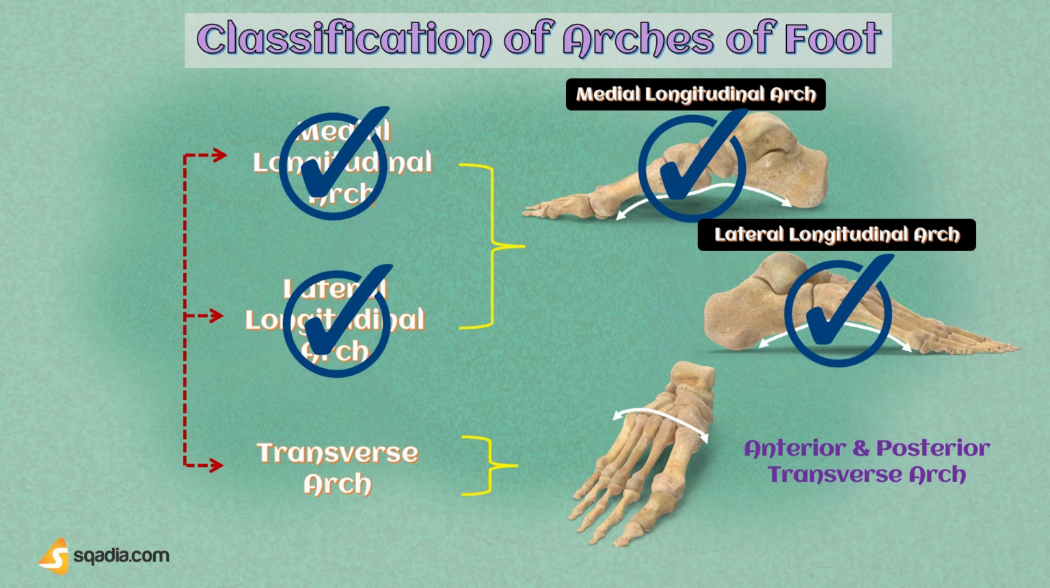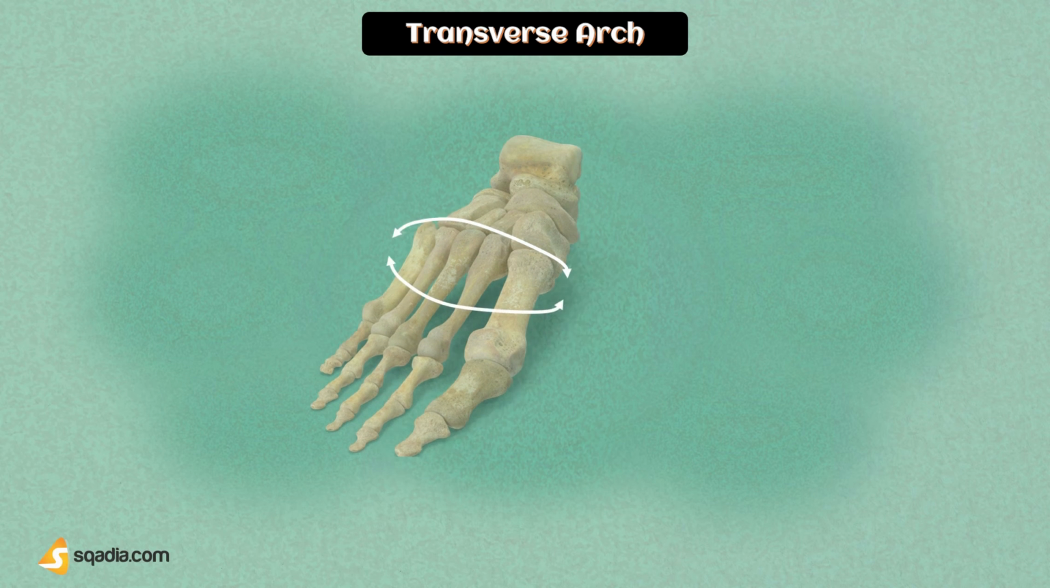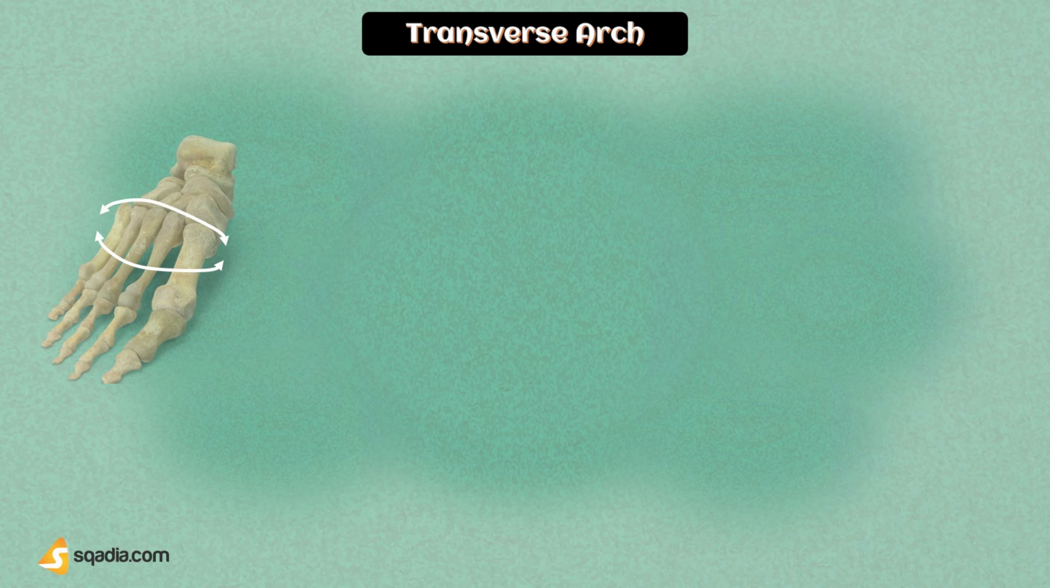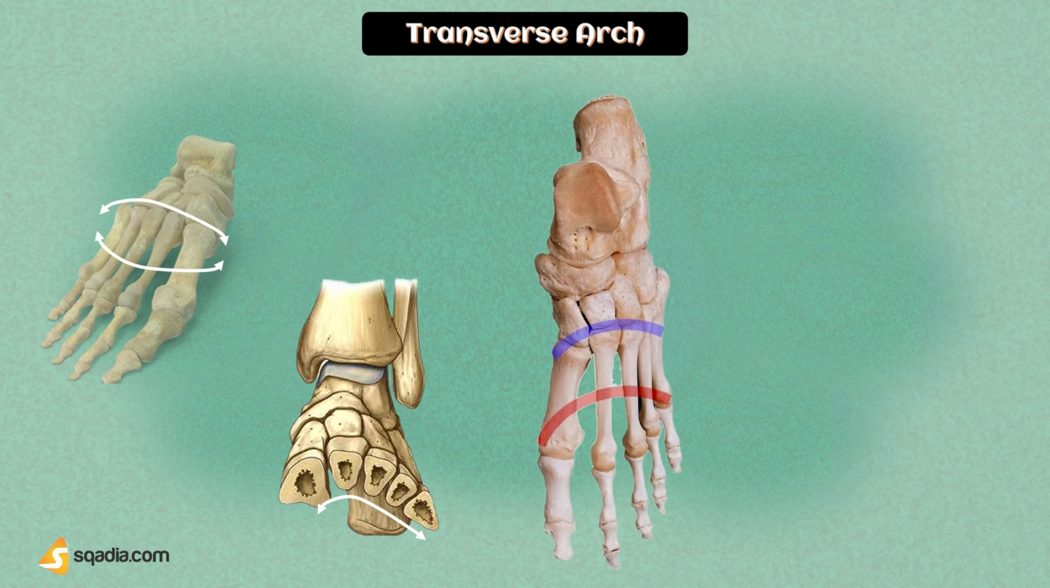Let's look at the transverse arch of foot. The transverse arch runs across the foot, connecting the medial and lateral longitudinal arches and providing stability and support to the foot. The transverse arch of the foot is highest in a coronal plane that cuts through the head of the talus and disappears near the heads of the metatarsals, where these bones are held together by the deep transverse metatarsal ligaments. The foot has two transverse arches, the anterior transverse arch and the posterior transverse arch.